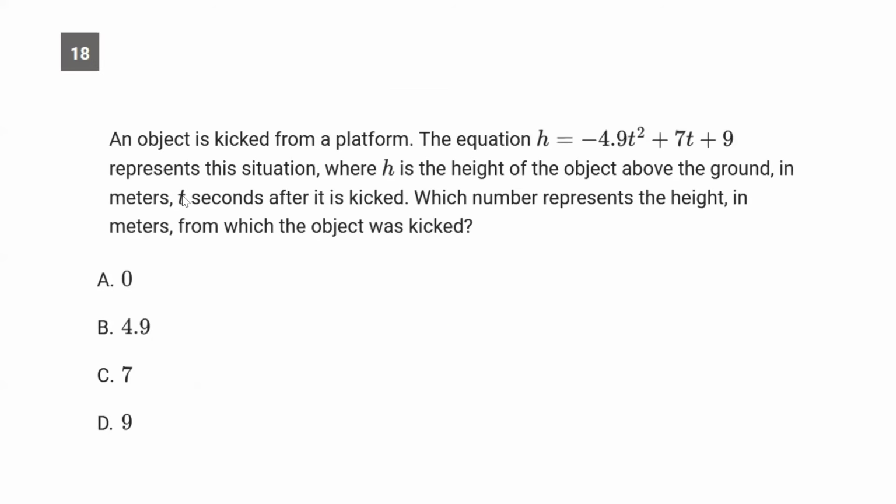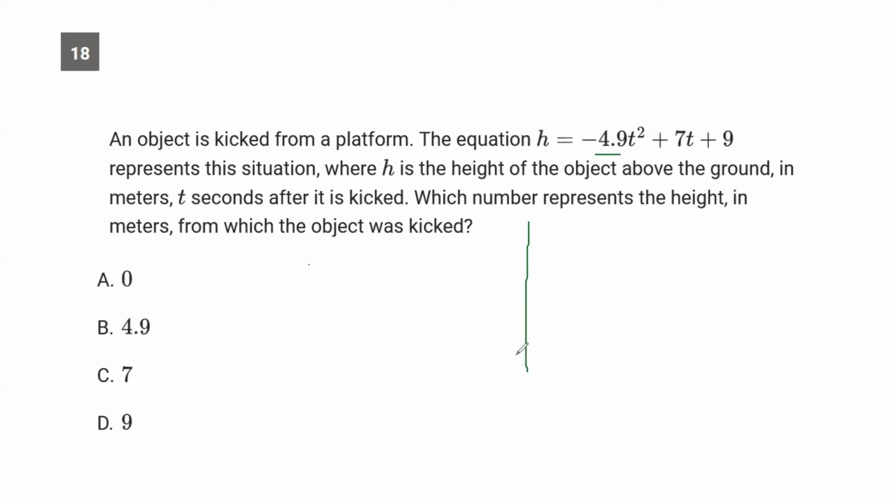Okay, an object is kicked from a platform. The equation h equals negative 4.9 t squared plus 7t plus 9 represents the situation where h is the height of the object above the ground in meters, t seconds after it is kicked. Which number represents the height in meters from which the object was kicked? Okay. So for this one, right, people who have taken physics might recognize the negative 4.9 because it's half of 9.8, which is the acceleration of gravity.